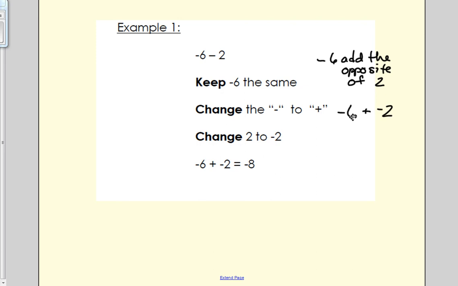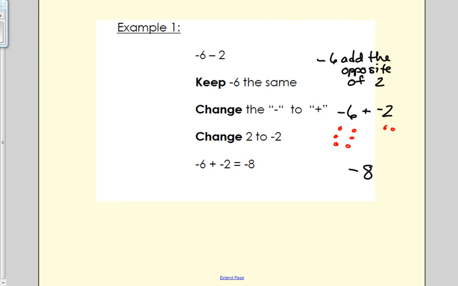So now we have 6 negatives plus 2 more negatives. If I were to draw those out, I'm going to end up with a total of 8 negatives. You can use whatever method makes sense to you. I borrowed $6 from Mom, and then I borrowed $2 more, so now I owe her $8 instead of 6.